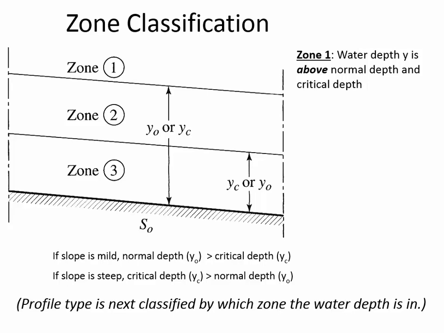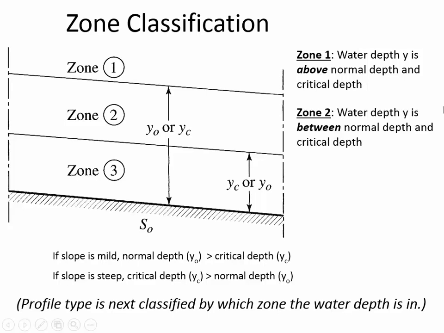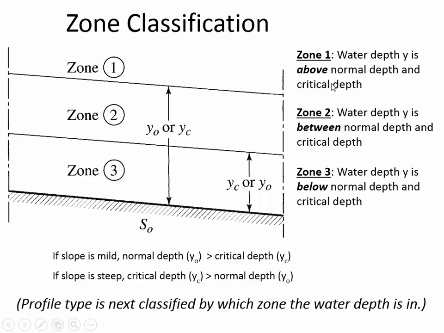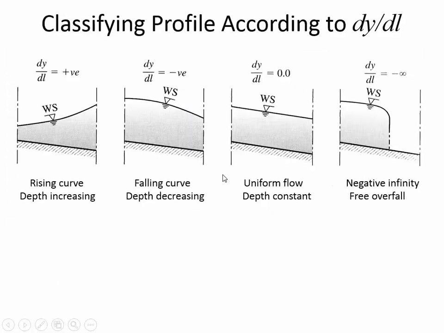So we're going to look at some pictures of different flow conditions, and they're going to have these M1, S3 classifications. It basically can just be found by where the flow depth is inside of one of those three zones, and then what the slope is. So there's zone 1, 2, and 3. One's above both of the lines, one's between the two, and one's below both of the lines.